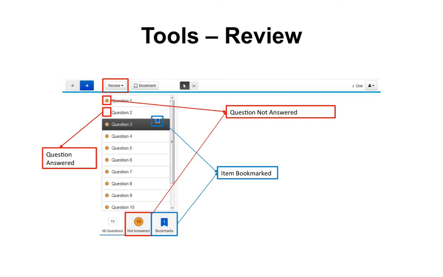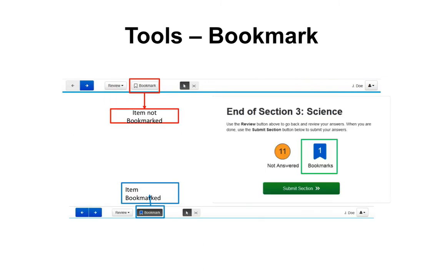Students are able to see which questions have not been answered and which questions they have bookmarked by looking for an orange dot to the left of a question or a blue ribbon to the right of a question, respectively. With the Bookmark tool, students are able to bookmark items for later review by simply clicking on the Bookmark button in the menu bar above a test question. When the button becomes shaded and the ribbon on the button turns blue, the item has been bookmarked.